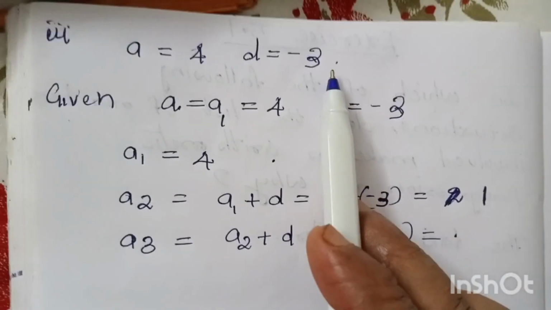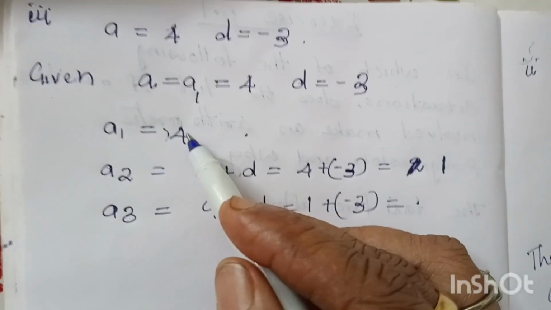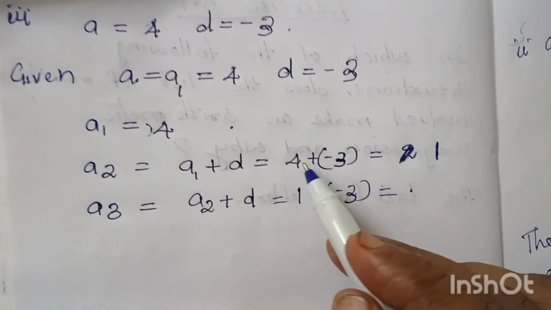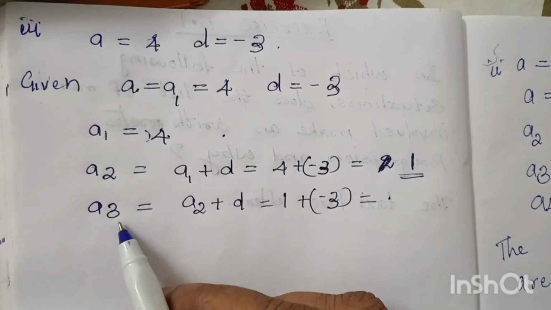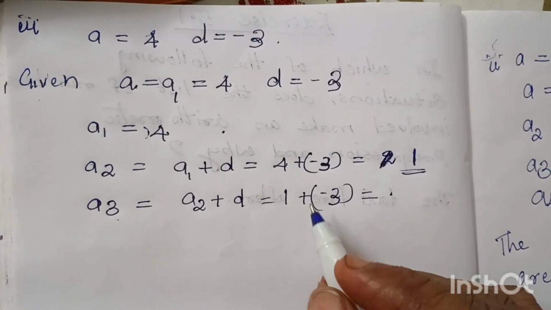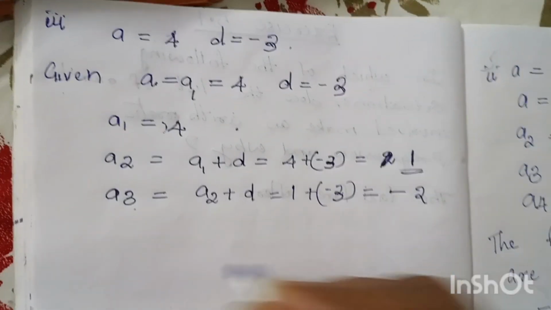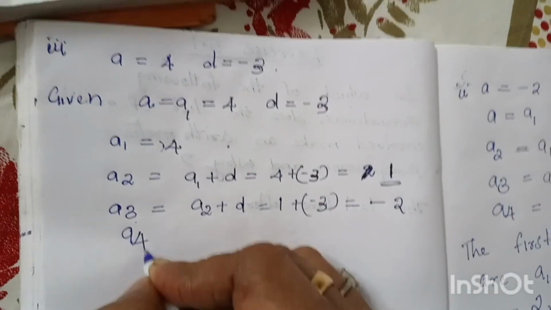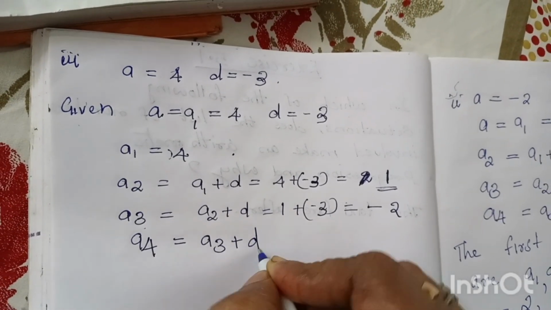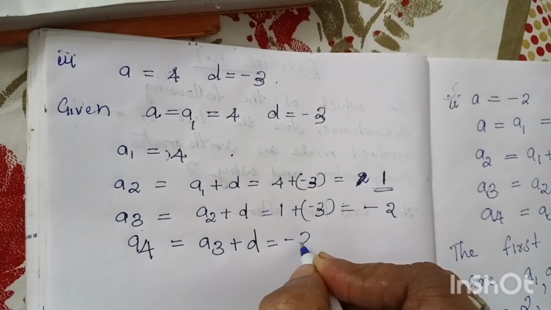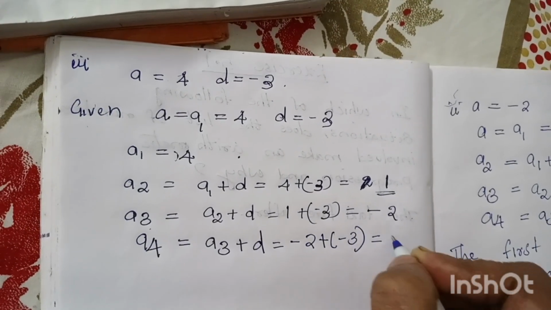a is equal to 4, d is equal to minus 3. Given a is equal to a1 is equal to 4 and d is equal to minus 3. a1 is equal to 4, a2 is equal to a1 plus d, which is 4 plus minus 3, which is equal to 1, and a3 is equal to a2 plus d, which is equal to 1 plus minus 3, which is equal to minus 2, and a4 is equal to a3 plus d, which is equal to minus 2 plus minus 3, which is equal to minus 5.